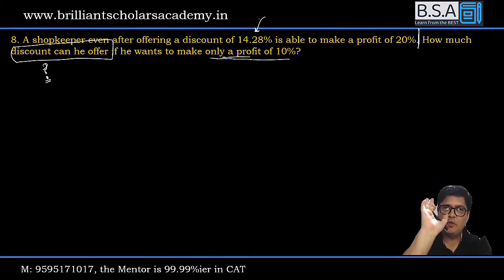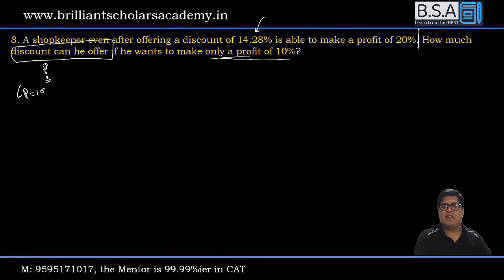Let me try this with 100. And again, it is always advisable to assume cost price as 100 because there are more calculations on cost. If cost price was 100, 20% was the profit. So selling price should have been rupees 120. Now, what is the discount offered? Discount offered is 14.28. Can I say those 120 rupees are 6 upon 7 into marked price?